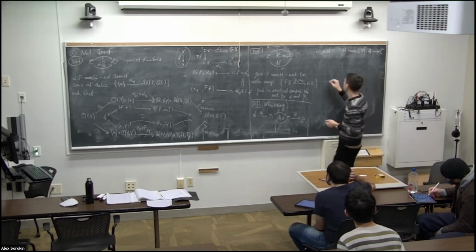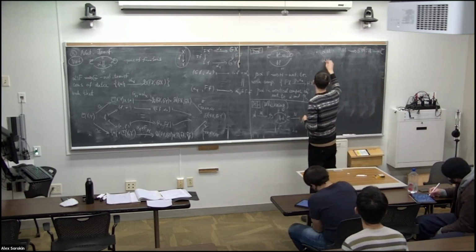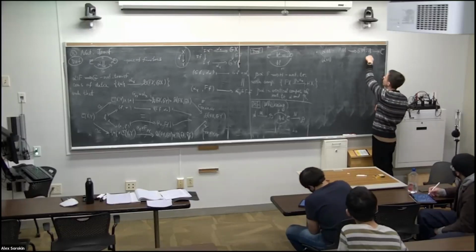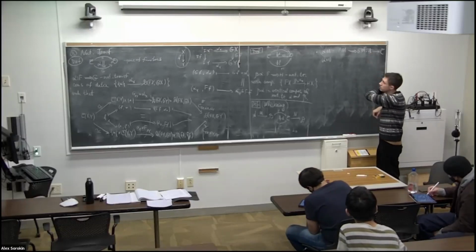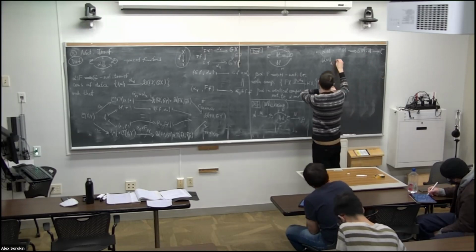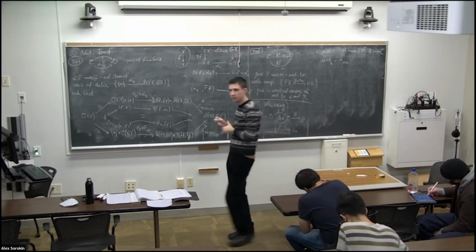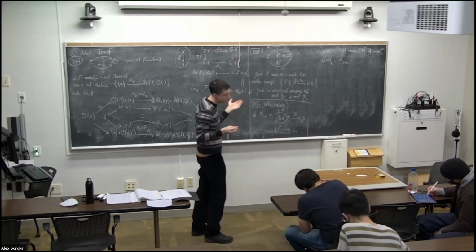What are its components? Alpha M. Components have indices in a category where it starts, A. That's it. So it's just this.